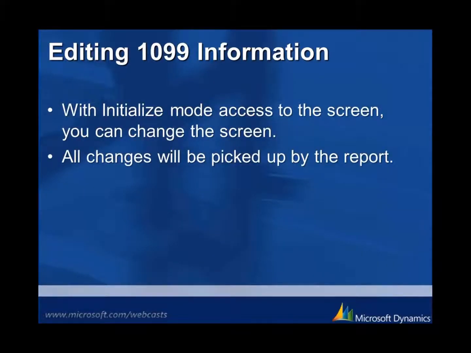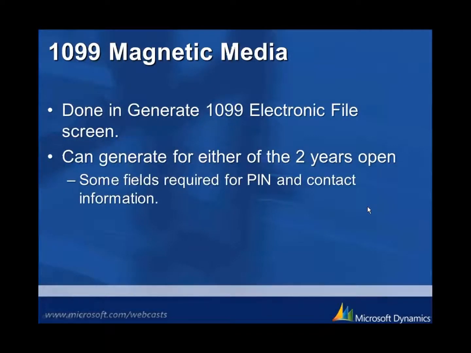If you have initialization mode access to the screen, you can make that change, and all changes will be immediately picked up by the report. And all changes will be immediately picked up by the 1099 magnetic media process. Now, as far as the magnetic media is concerned, that is done in the Generate 1099 electronic file screen. You can generate for either of the 2 years open, but most people obviously do that for the current year.